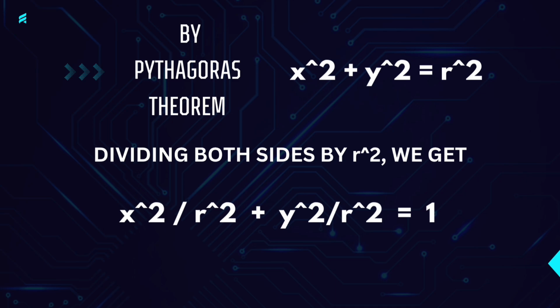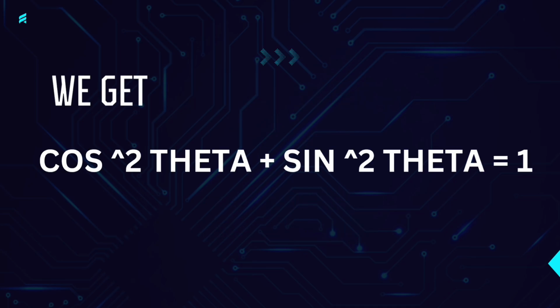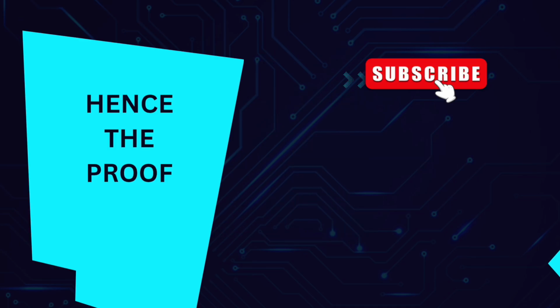So dividing both sides by r square in your Pythagoras theorem, we get x square by r square plus y square by r square equal to 1. Now substitute the value of x square by r square and y square by r square, which we saw before, that is nothing but cos square theta and sin square theta, into this equation where we divided by r square. We get cos square theta plus sin square theta is equal to 1. Hence the proof for the identity sin square theta plus cos square theta equal to 1.